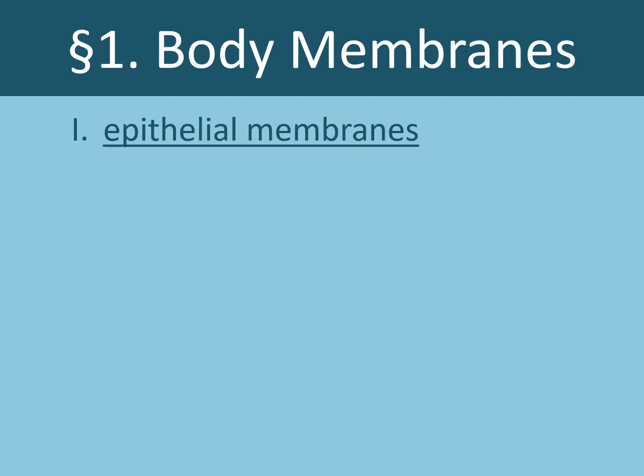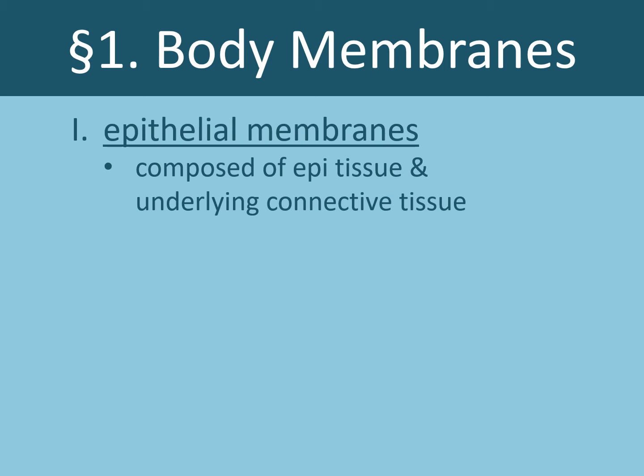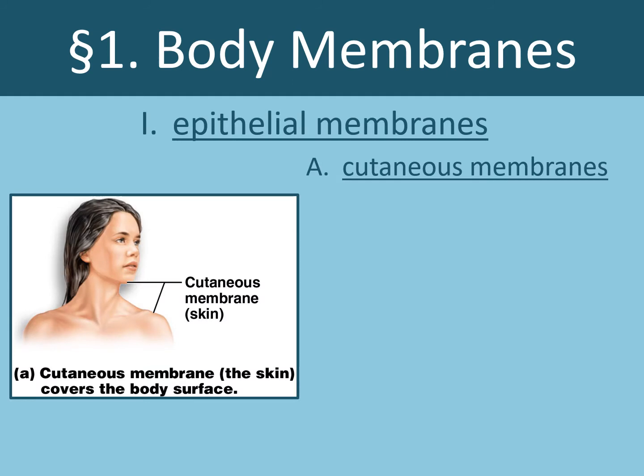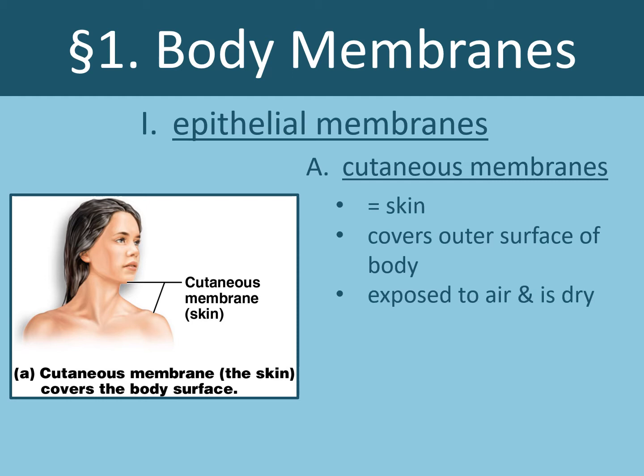Let's begin with the epithelial membranes. As the name implies, they are composed in part of epithelial tissue, but they're also composed of an underlying connective tissue. There are three types of epithelial membranes: cutaneous, mucous, and serous membranes. The cutaneous membrane, or skin, covers the outer surface of the body. The cutaneous membranes are unique in that they are exposed to air, and they are relatively dry. There are two layers of the cutaneous membrane: the outer epidermis, which is superficial, and the dermis, the deeper layer.